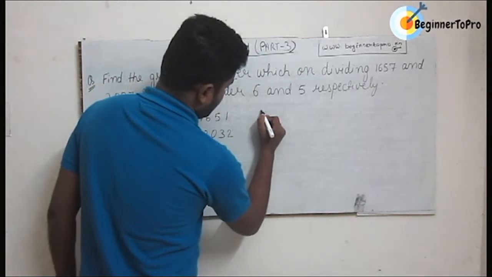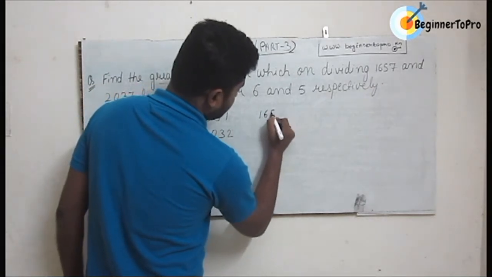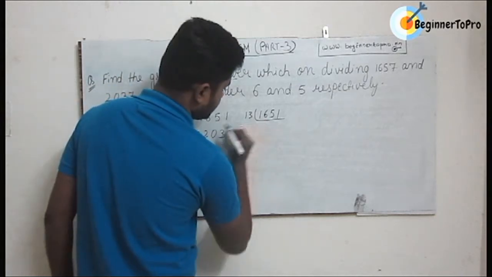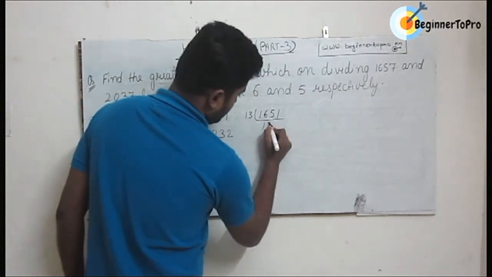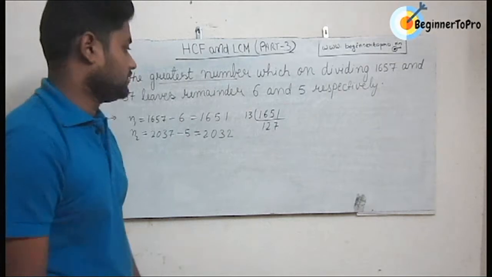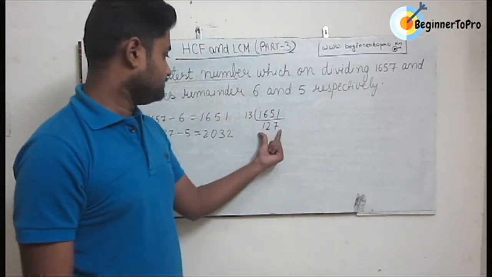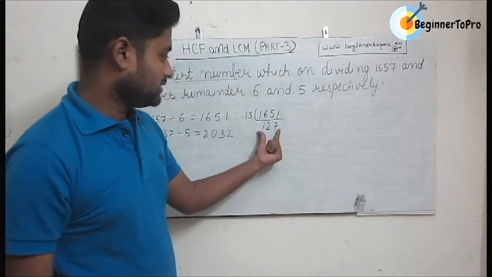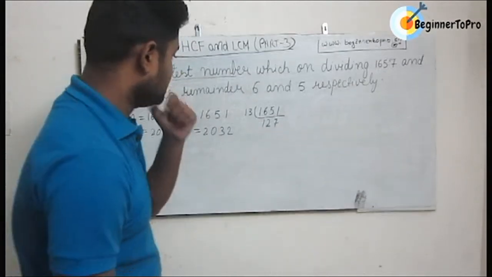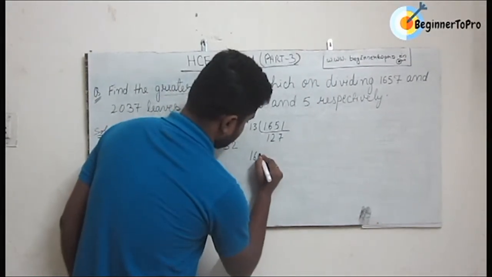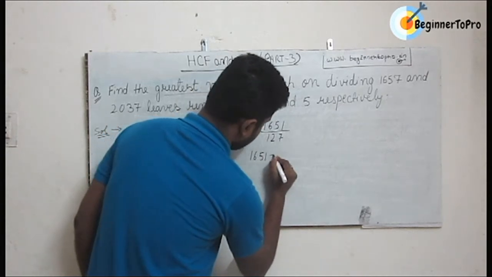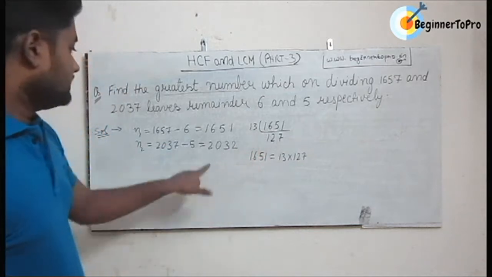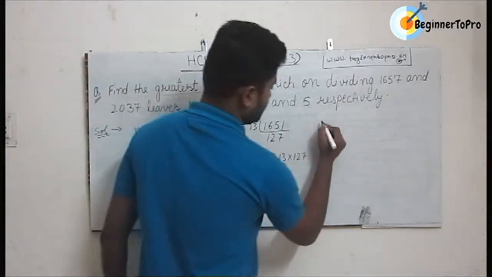So what will be the HCF of 1651? This will be 127. So 127 is prime, so this number cannot be divided by any number except 127 itself. So we can write 1651 as 13 into 127.